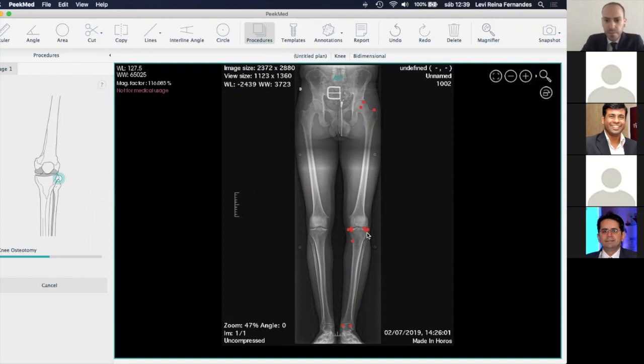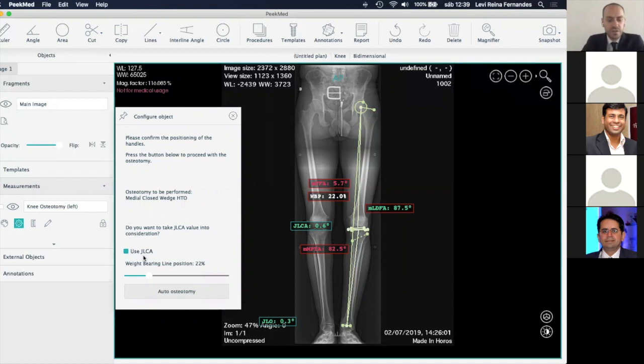And now you have this screen where you can take into consideration the joint line congruency angle, and you can choose where you want the new weight bearing line to go through. If you look on the right, it's moving, and you can choose where you want the new Mikulicz line. So maybe let's go to 50% so I don't get a very valgus knee. So you just do auto osteotomy, and the osteotomy is done.